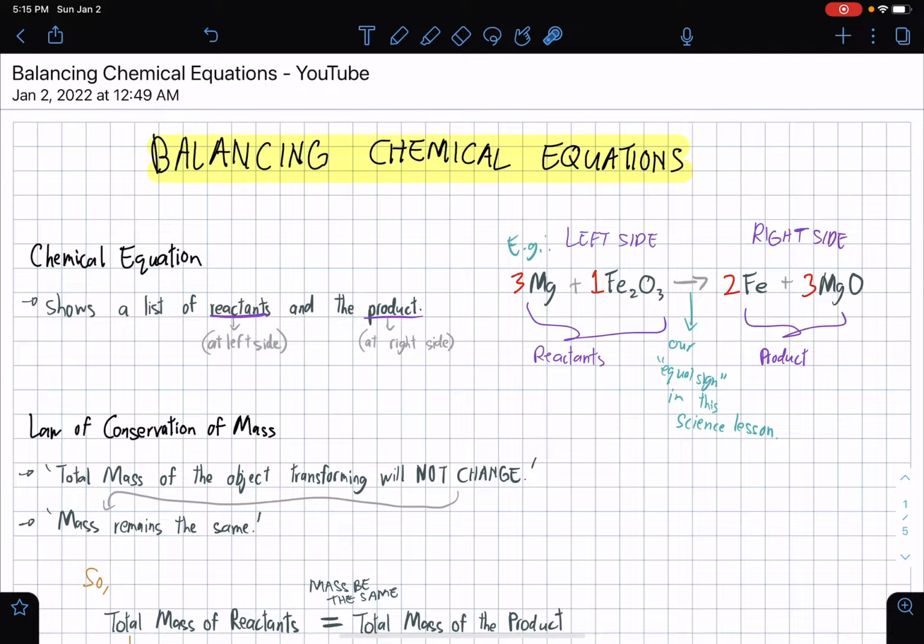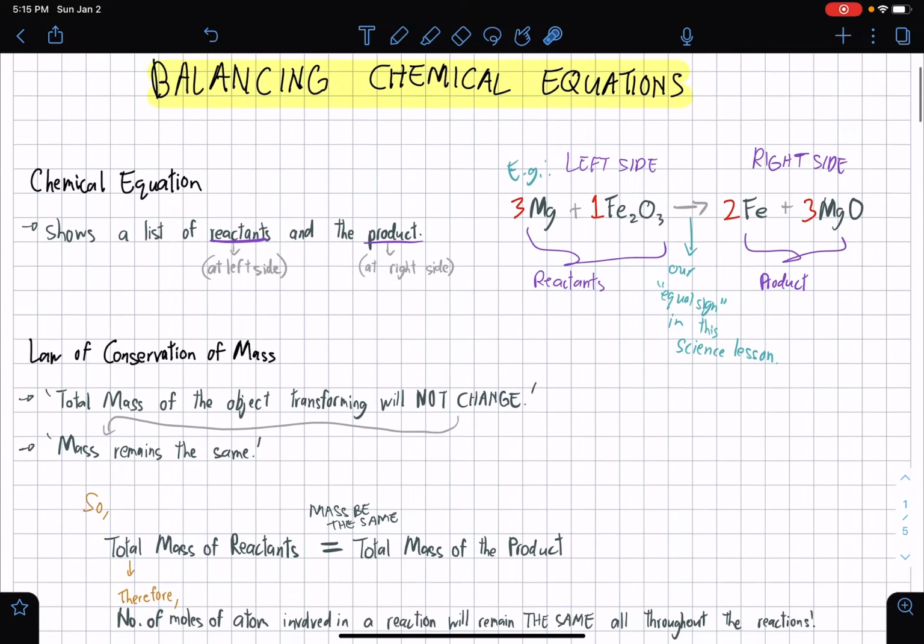This sign is our equal sign in this science lesson. If we acknowledge that the equal sign for mathematics is how we know it, for this science lesson, for balancing chemical equations, our equal sign would be the arrow to the right. With that said, this is going to be our left side, which will comprise the reactants, and the right side will comprise our product.